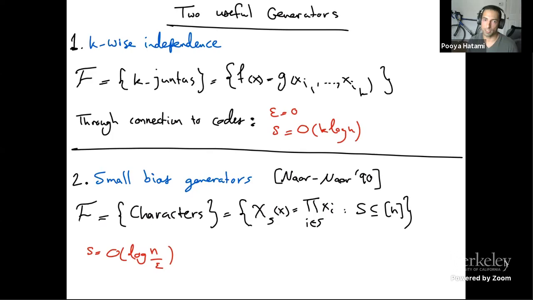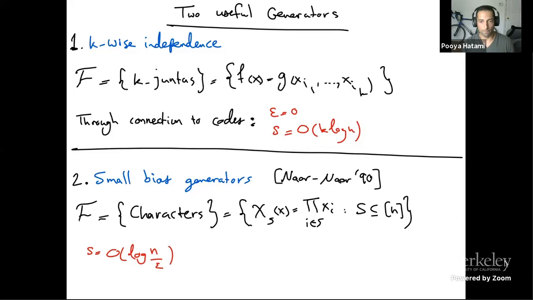And if you think about it, once you fool all k-juntas, what this really tells us is that you have a pseudorandom distribution over n bits such that if you look at any k bits, and you only look at that window, you have a truly uniform distribution. So the projection to any k bits is truly uniform. So it does look like something that you could use in other places.